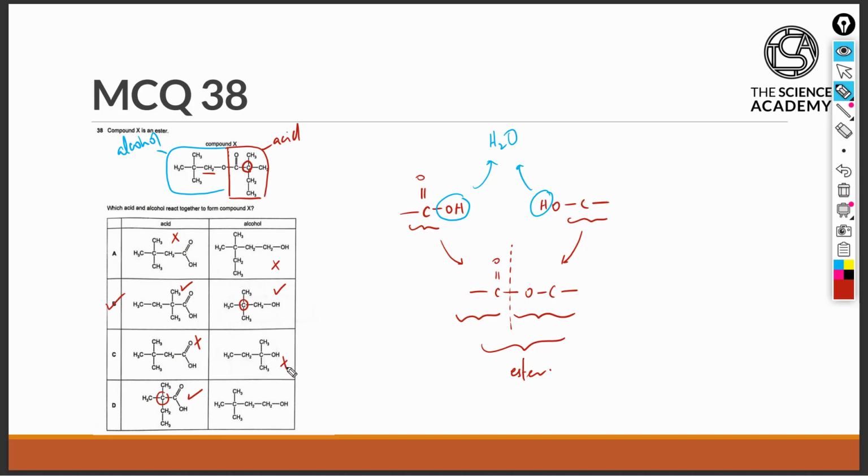Option C is wrong because there should be a CH2 group between the hydroxyl group and the carbon group that is bonded to the many CH3 groups. And option D is also wrong because there is one additional CH2 group in the molecule. Therefore, B will be the correct answer for this question.